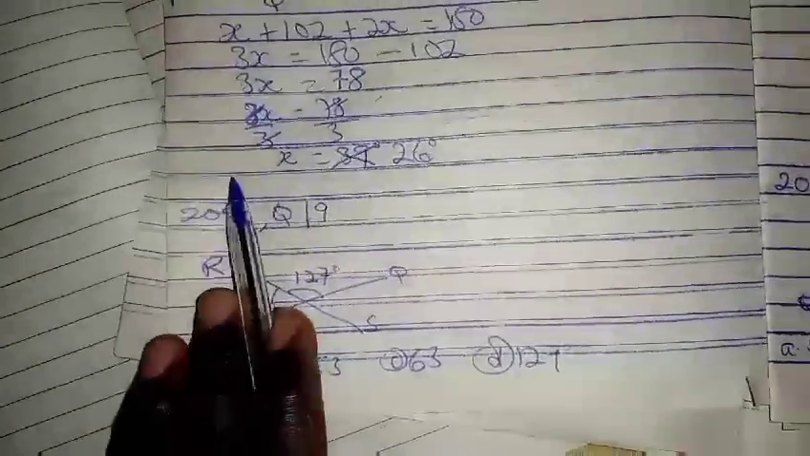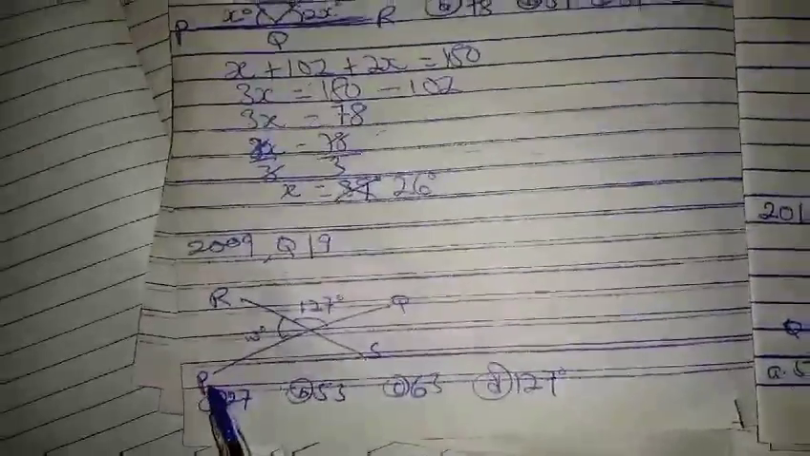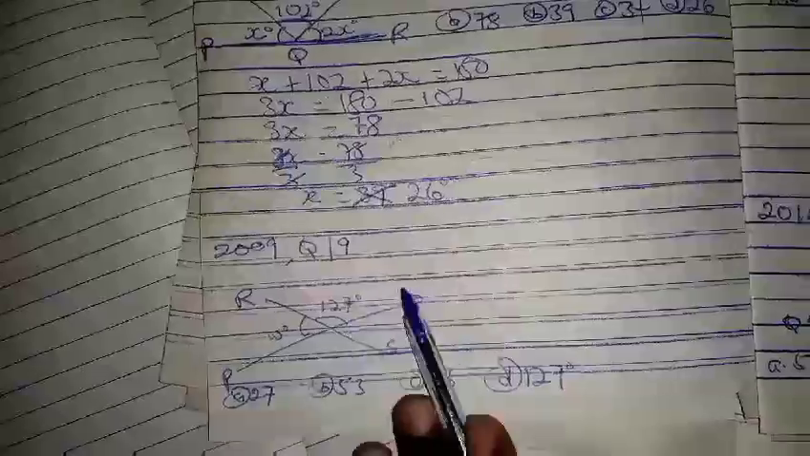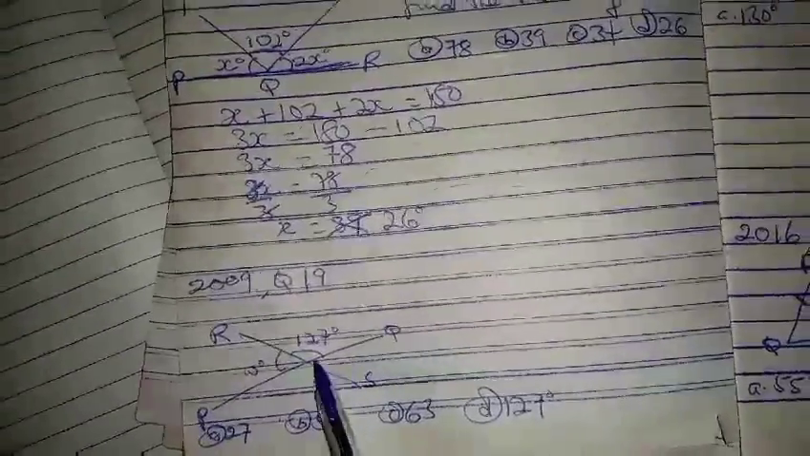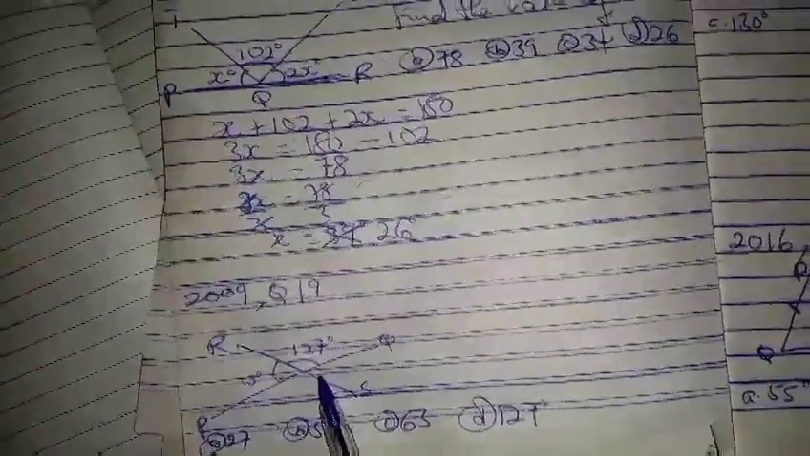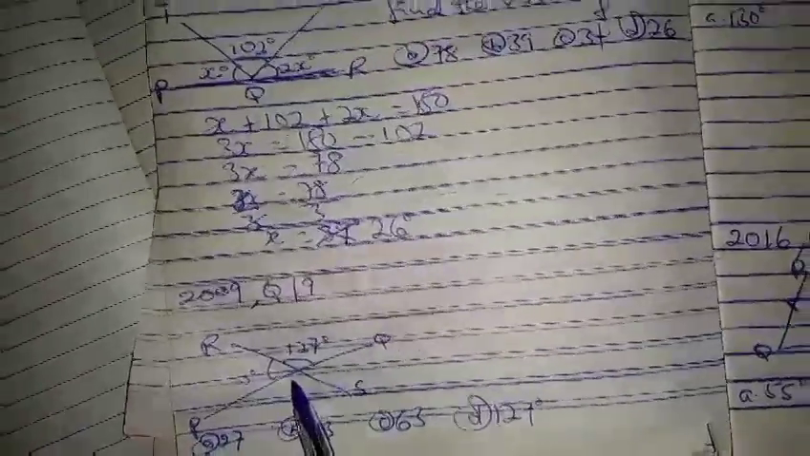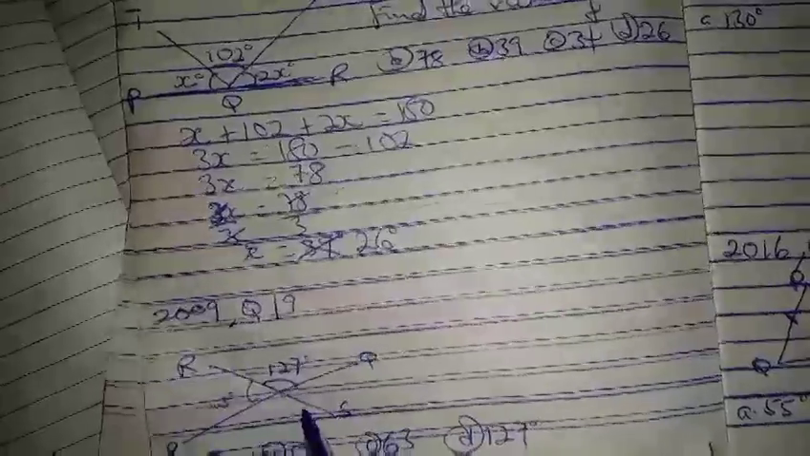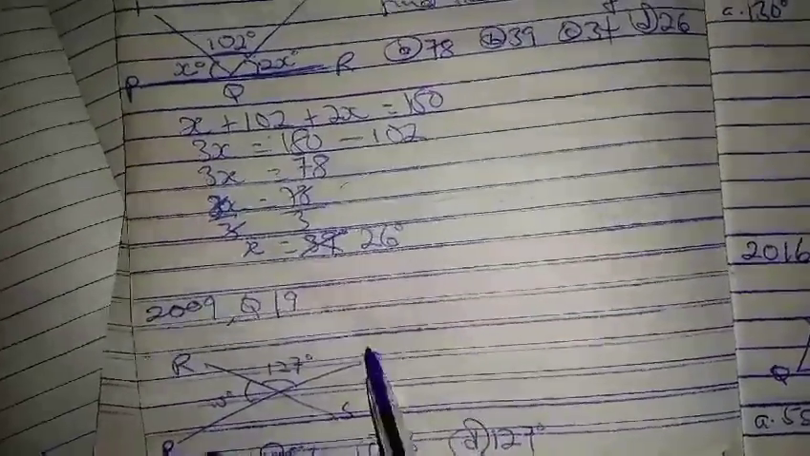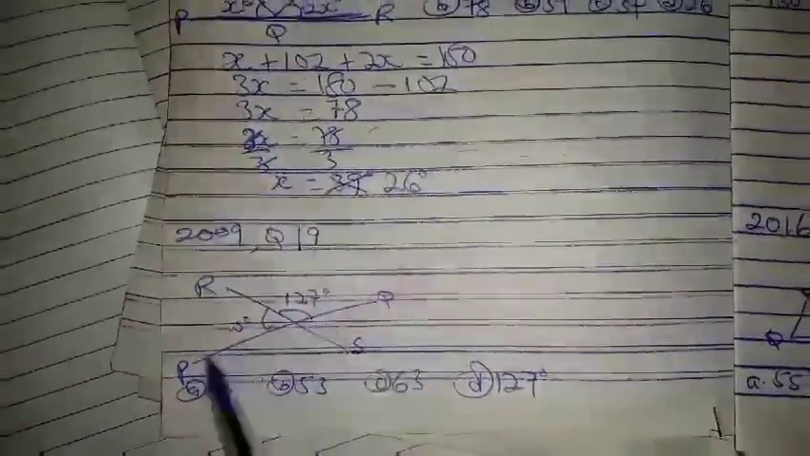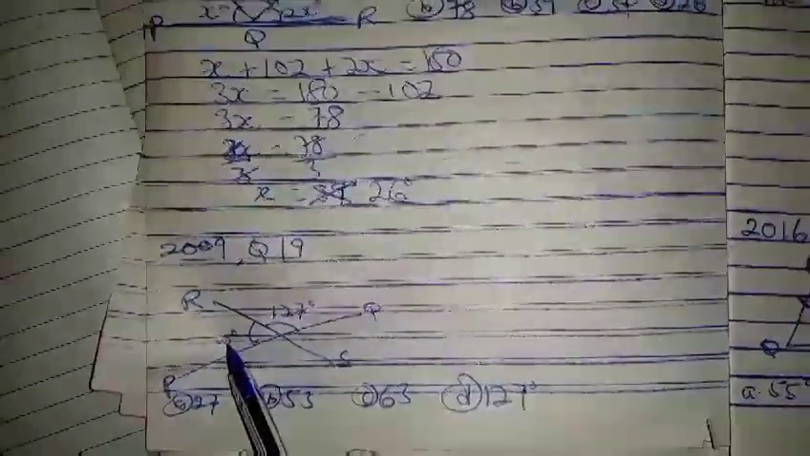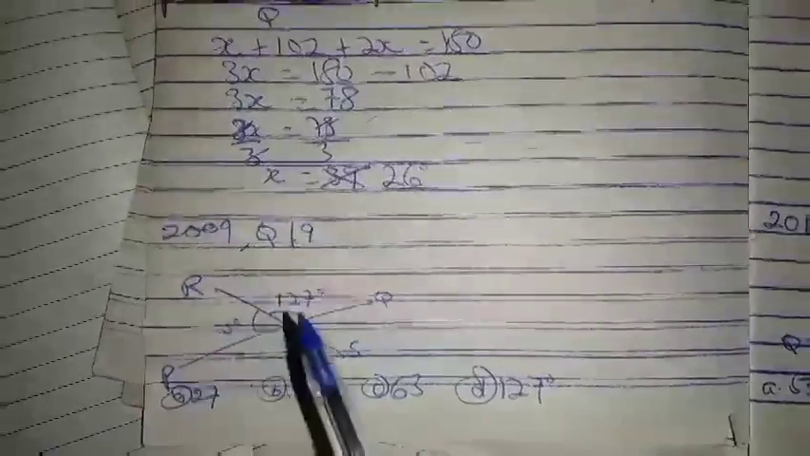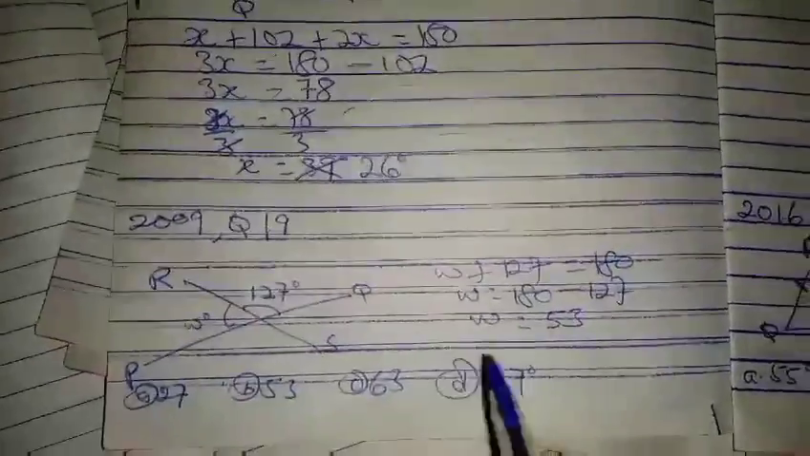So 2009, question 19, let's solve. PQ is a straight line. If W was here, you could have used 127, and then here the same. If there was another figure here, you could have used this because this is a straight line. So we are using this straight line, that is PQ is a straight line. So you are putting W plus 127 together to find the value of W.